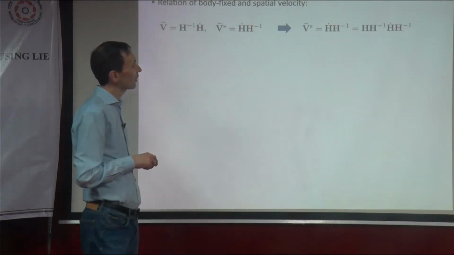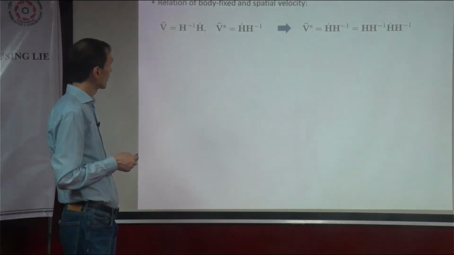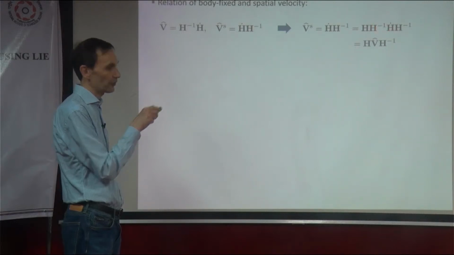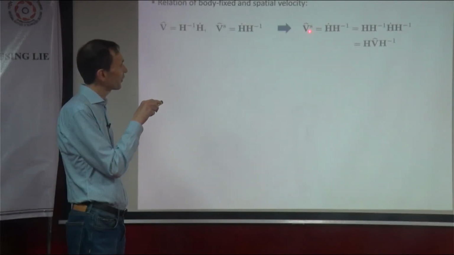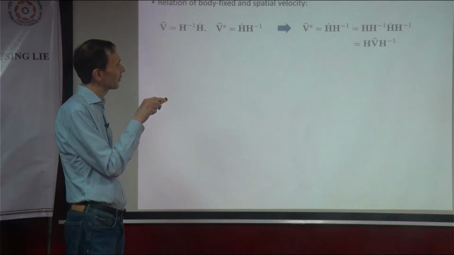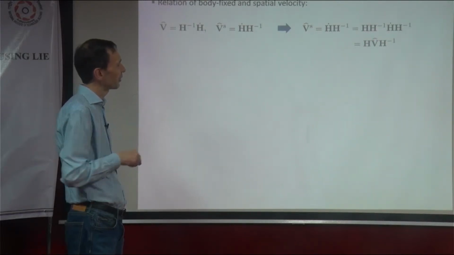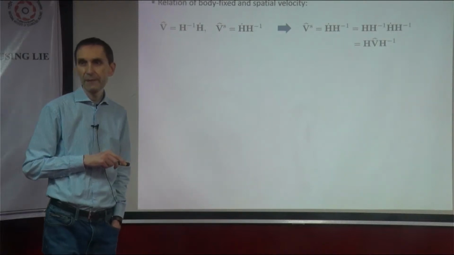Okay, but what I see is that actually in the middle, you get the definition of the body fixed twist. So the space fixed twist is related to the body fixed twist by left and right multiplication with H and H inverse. Okay?